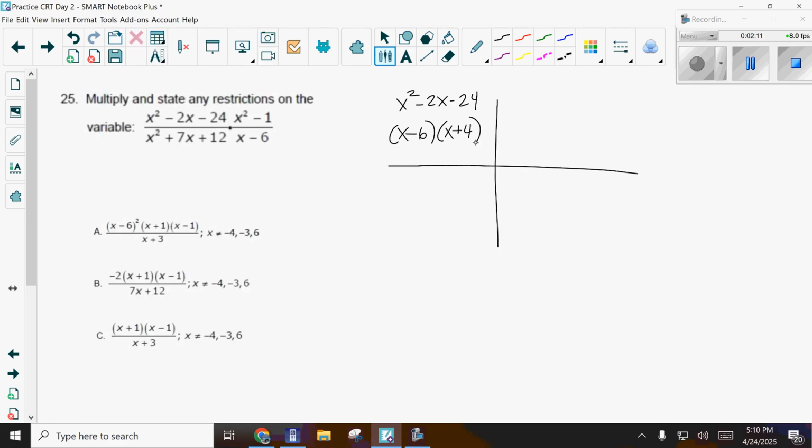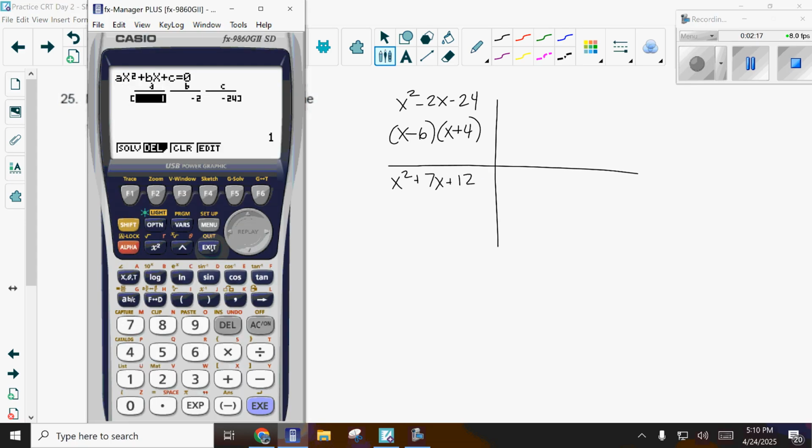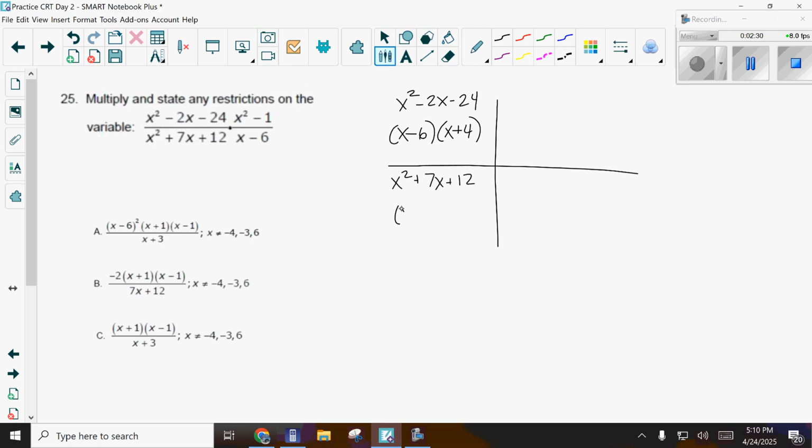Okay, the next one is on the bottom. It's x squared plus 7x plus 12. So that one we're going to do the same thing. We're going to put 1, we're going to put 7 and 12. So those are going to be x plus 3 and x plus 4 because they're always opposite.